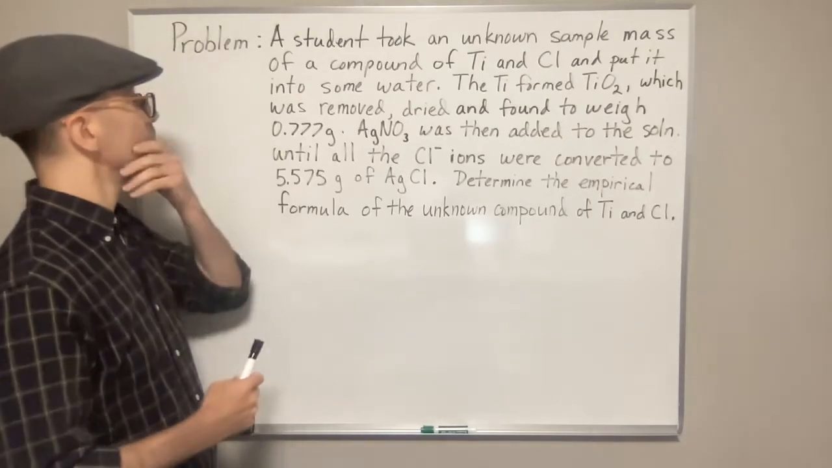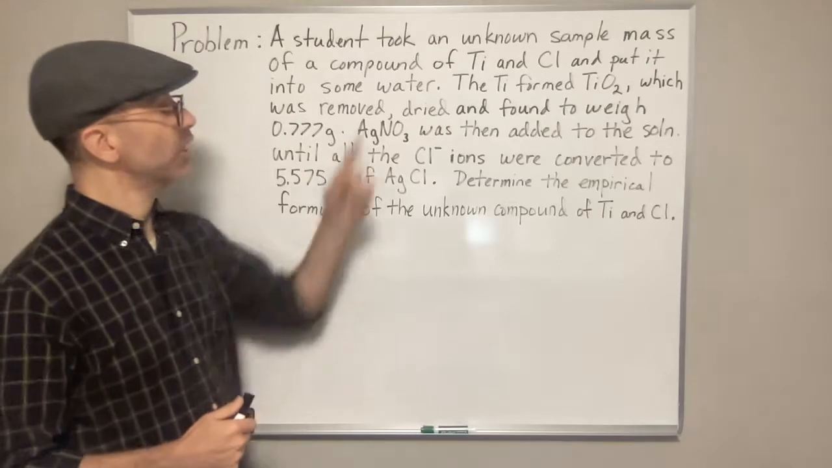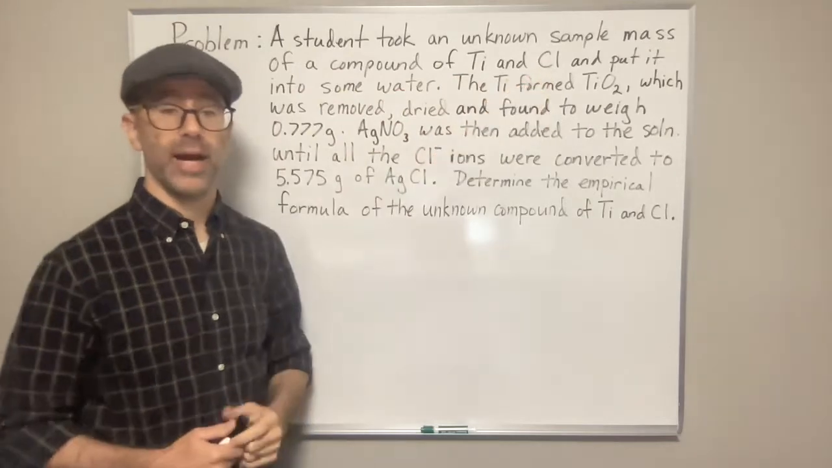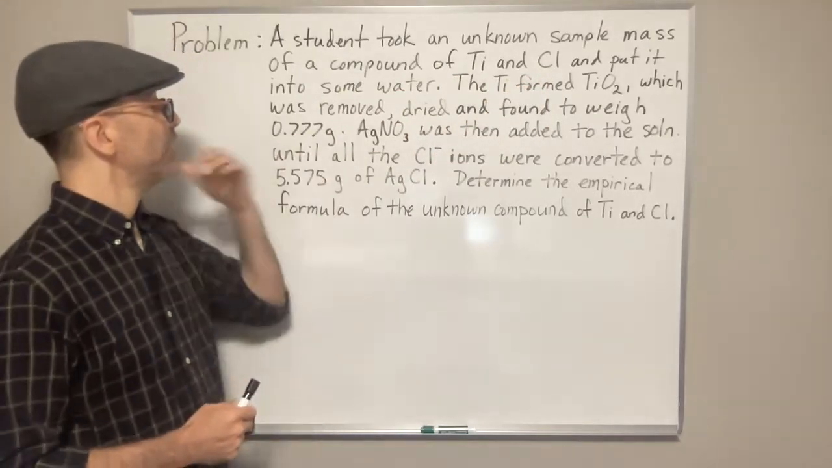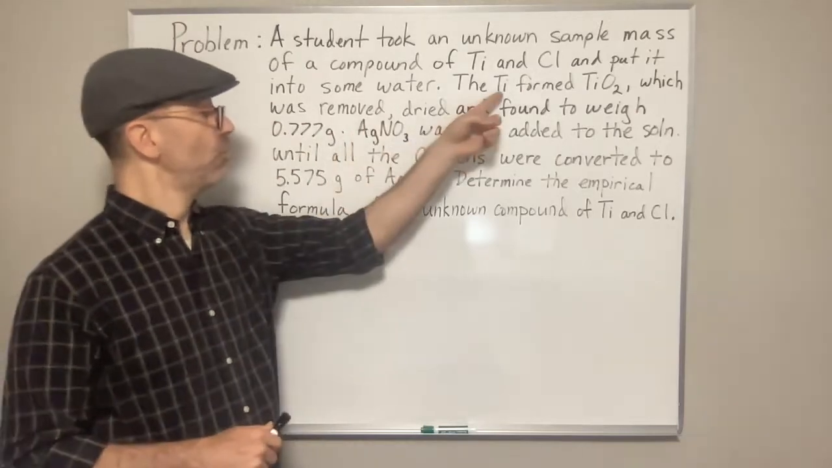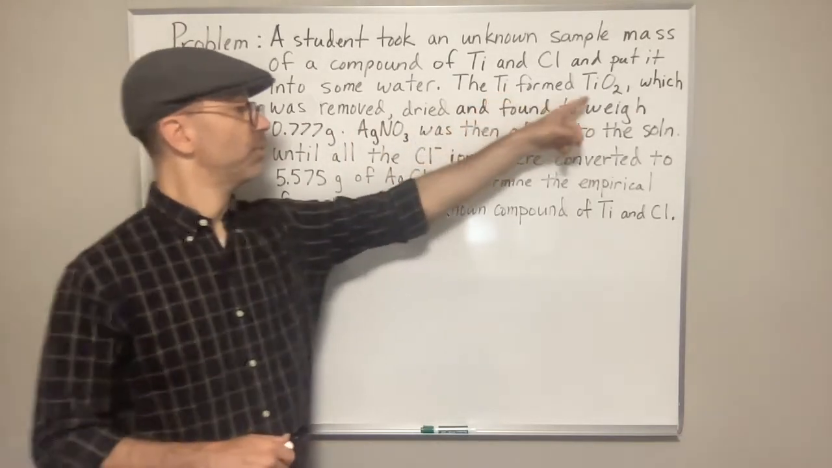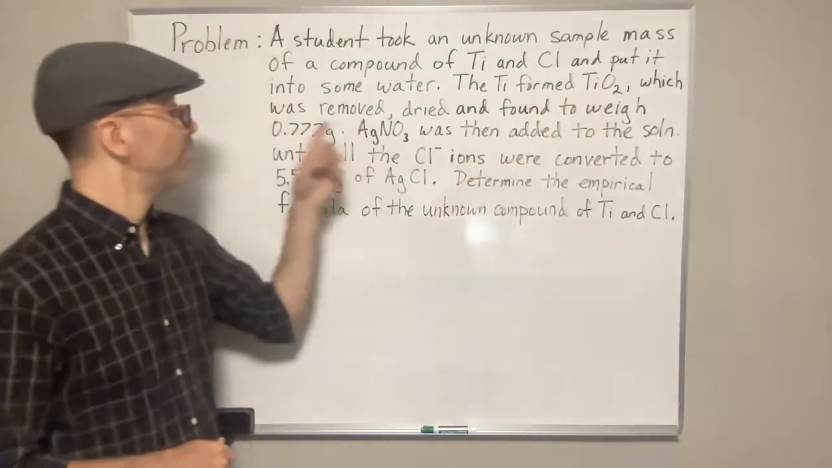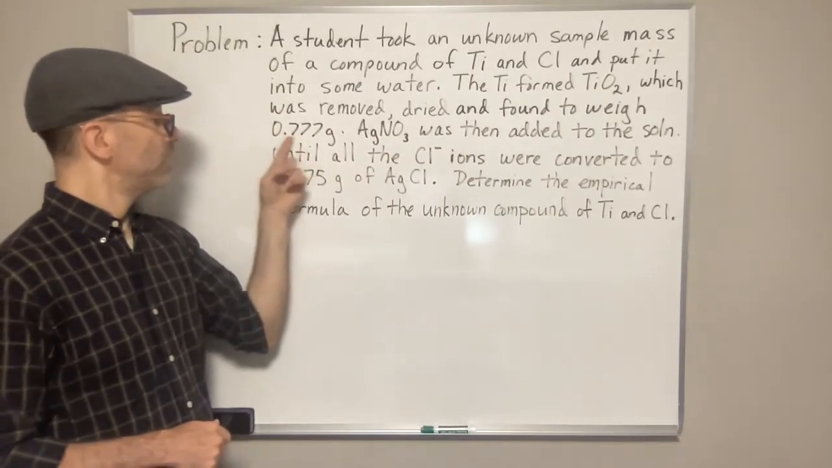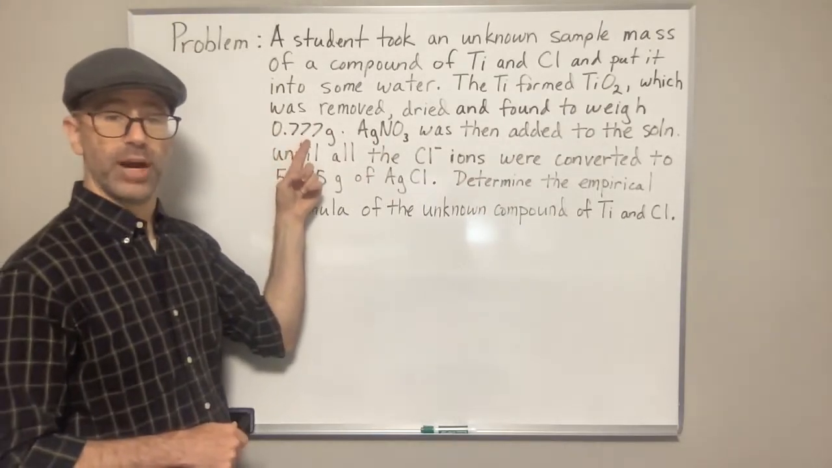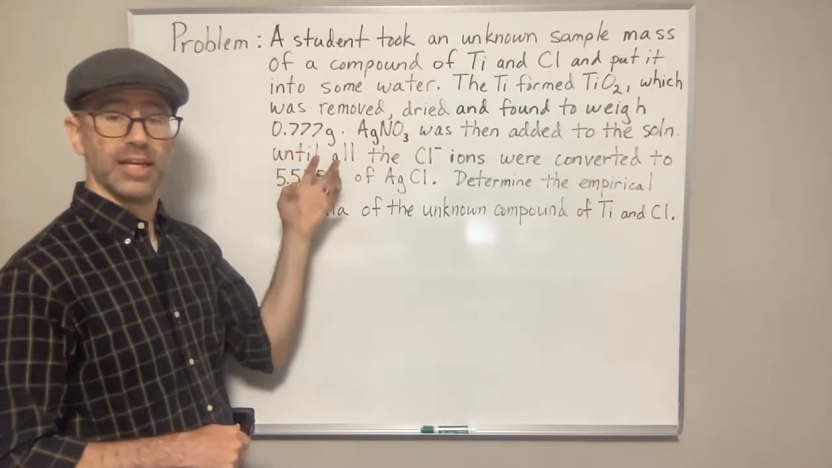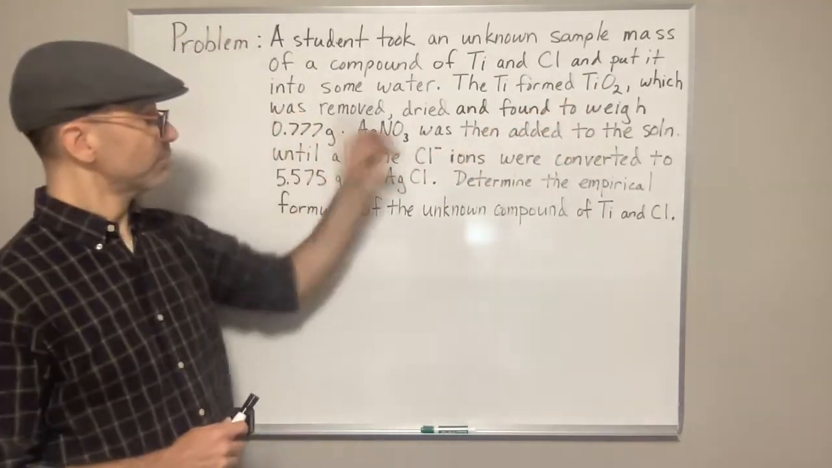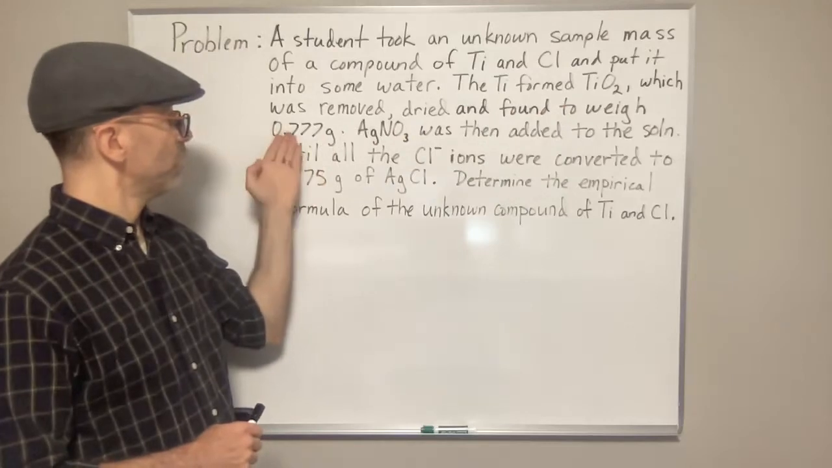Okay, so you have a student who took an unknown sample mass of a compound that has titanium and chloride in the substance. And you put it in some water, and you're told that the titanium formed TiO2. So that substance is formed, and they tell you that when you dry it and weigh it, you get a mass of 0.77 grams. So you know the mass of the TiO2, and we can use that.